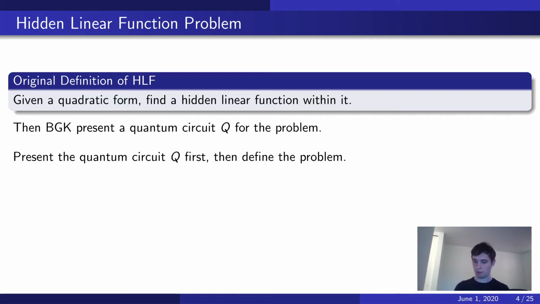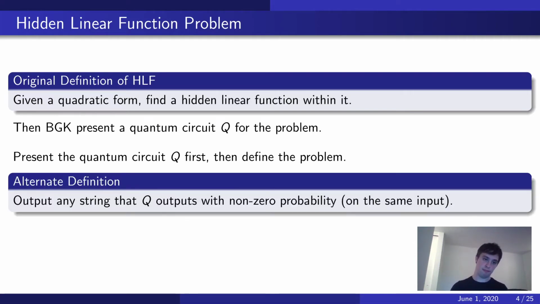Okay, so we'll present this quantum circuit, and the problem will be to do what the quantum circuit does, or output any string that this quantum circuit outputs with some positive probability. And I want to stress that it's not a sampling problem. We're not asking it to match the distribution of the quantum circuit, just output something plausible. Okay, so next step then is to define the quantum circuit.